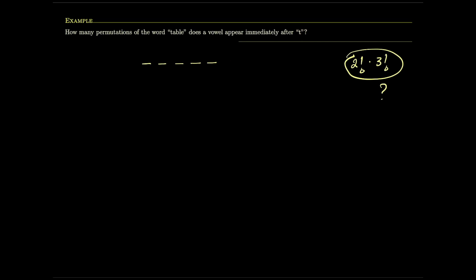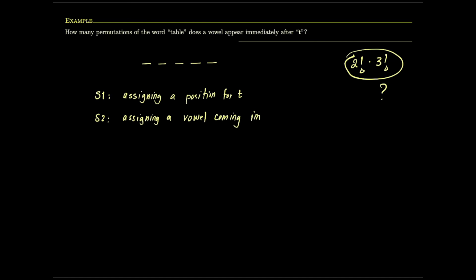Okay, now can you help me? I want to be a little bit summarized in my writing. So let me write stage 1. Assigning a position for T. Okay. For example, stage 2 is assigning a vowel coming immediately after T.